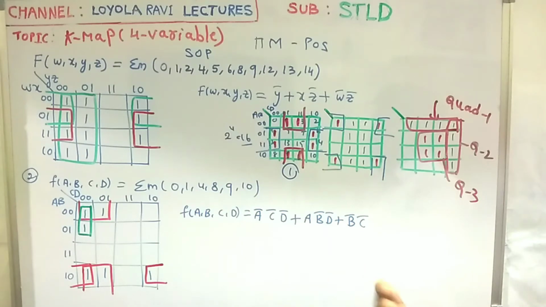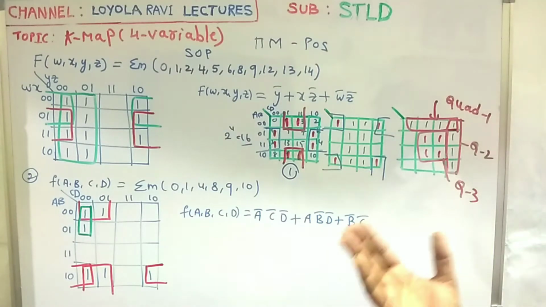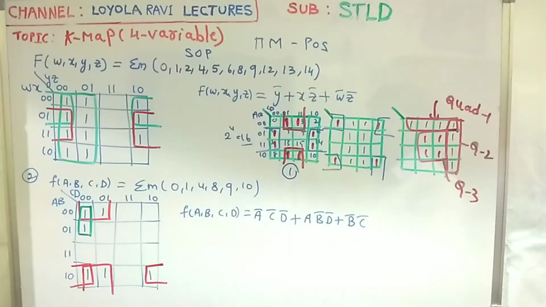If more variables are there in the given expression, using Boolean laws simplification is very tough. That's why we are going to use another method, that is K-map method. In the K-map, up to 5 variables it is easy. This is a manual method, that's why up to 5 variables it is easy.